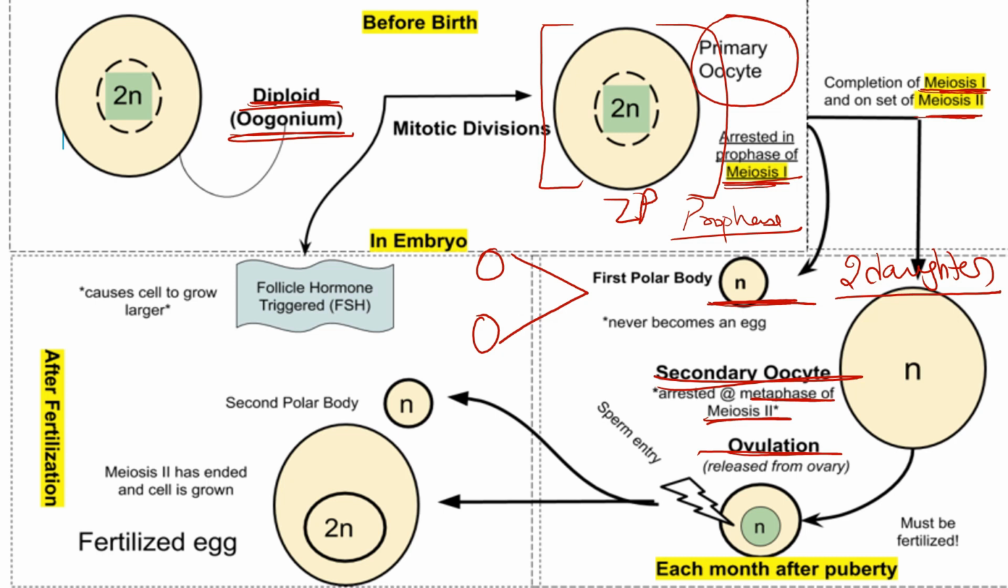So after ovulation there is a release of the secondary oocyte from the ovaries, and there we have a fertilized egg, and here meiosis 2 ended and the cell has grown. And this secondary oocyte will also form a second polar body here.